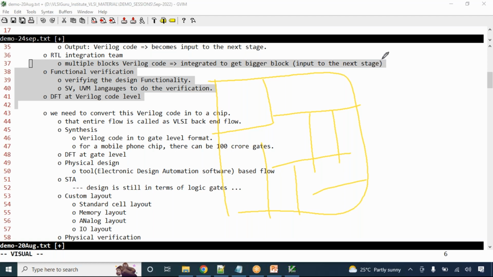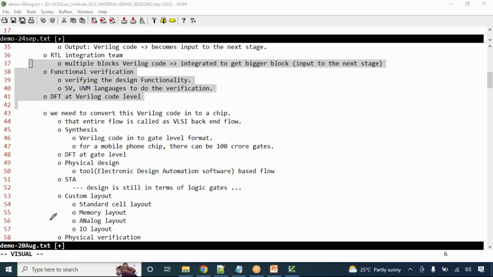Okay, let's not get deep into physical design, because that is planned for tomorrow's session. All I want to tell you is, since you are trying to place 100 crore gates into a small area, it cannot be done manually. It is a highly tool intensive job. Tool intensive means you need to use a tool to do that.